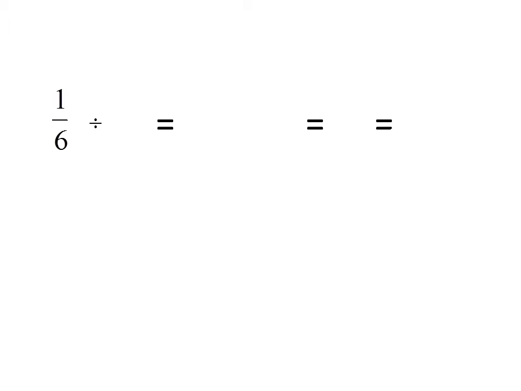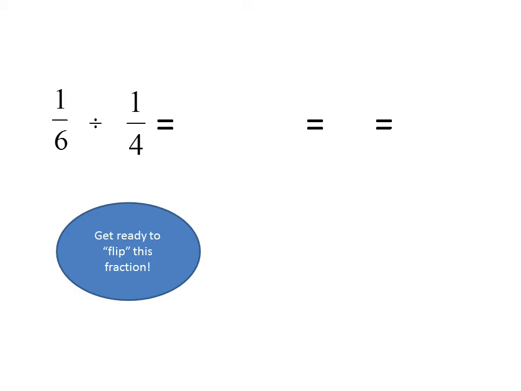1/6 divided by 1/4. When we divide by two fractions, we actually multiply by its reciprocal. What does that mean? We're going to get ready to flip the second fraction.